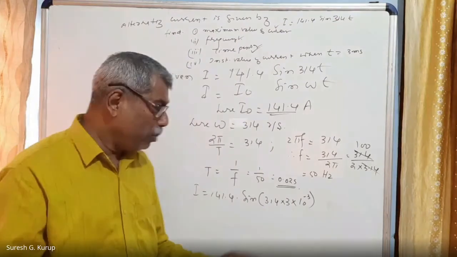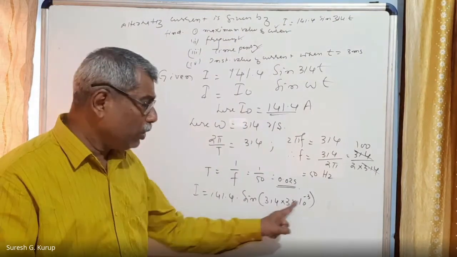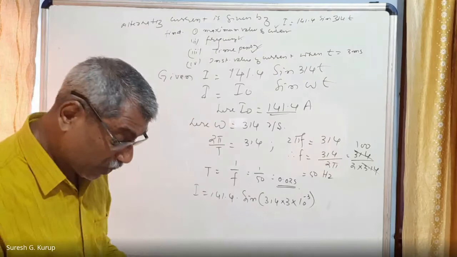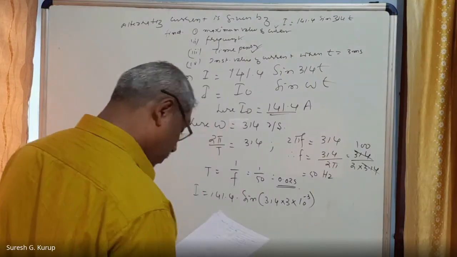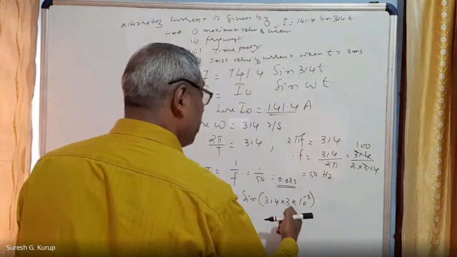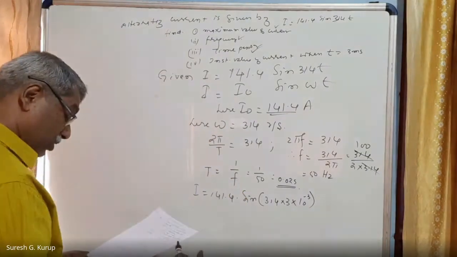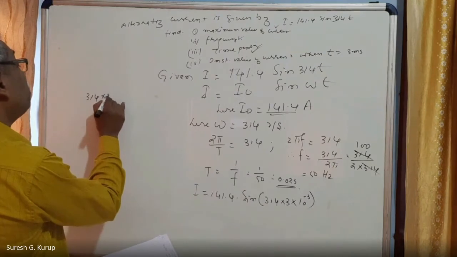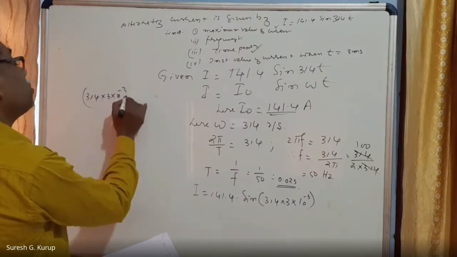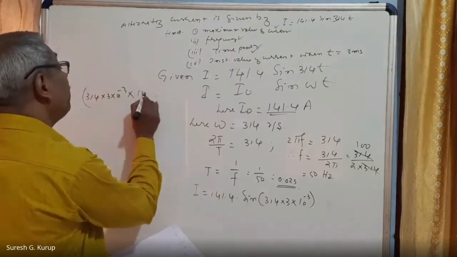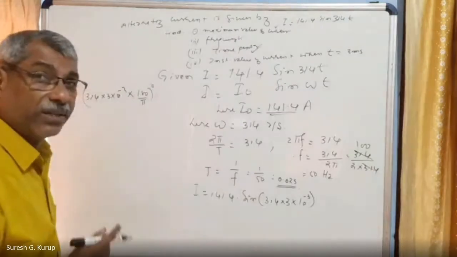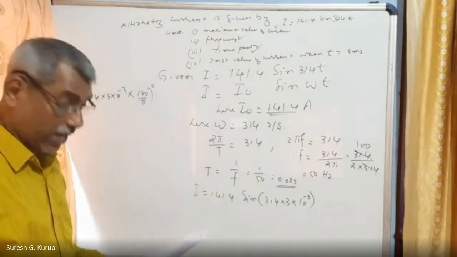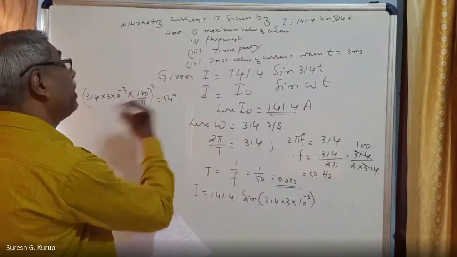But remember, omega is in radians per second. Radians per second into seconds gives radians. But the radians have to be converted into degrees. So 314 into 3 into 10 raised to minus 3 is a radian measure, and we multiply it by 180 by pi, then it becomes degrees. This we will get as equal to 54 degrees.